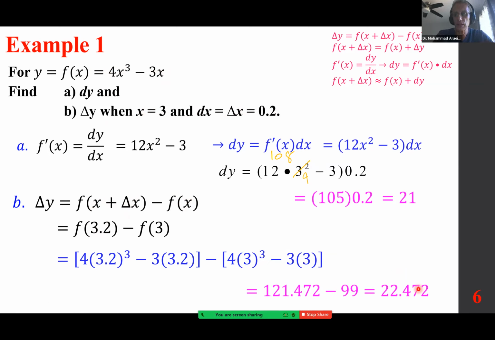Notice, this value, delta y, is close to this value, dy. Are they identical? No, but they're close. Now, dy was a tad easier to calculate. And why aren't they that close? Take a look at delta x. Delta x is 0.2, and that's way too large. If it was 0.1 or even 0.01, they would be almost identical.